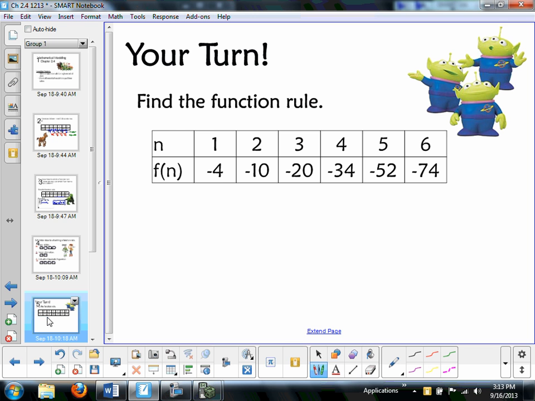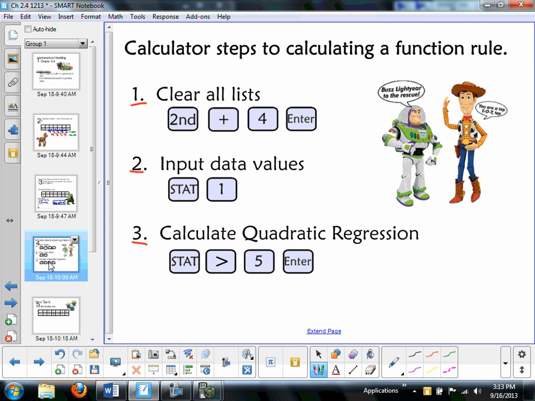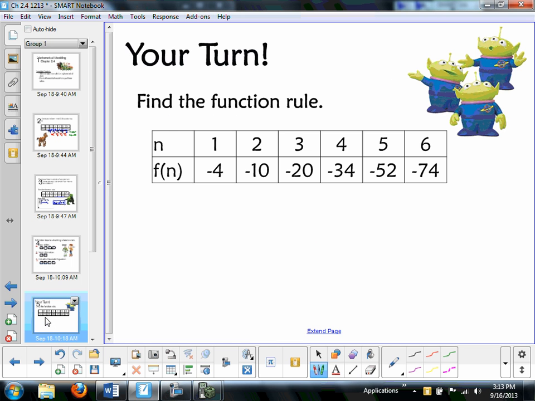Here's another example for you. So you're going to start over again. Start with clearing all your lists, put in your data values, and then calculate your quadratic regression. So take a minute here. The substitute is going to pause the video and give you a minute to go ahead and do your regression. Put in your lists and find your function rule. And when you're ready, they will go ahead and restart the video.